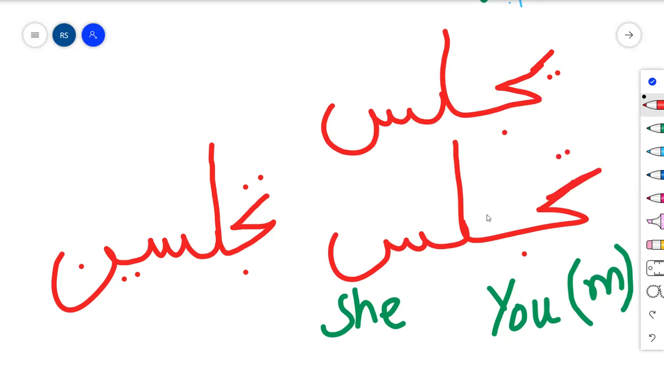You are sitting, for male. So tajlisu has two meanings. How many meanings? Two meanings. Good. What is the first meaning? Tajlisu, she is sitting. Tajlisina, you are sitting. You are sitting, tajlisu. You are sitting, for male, okay?